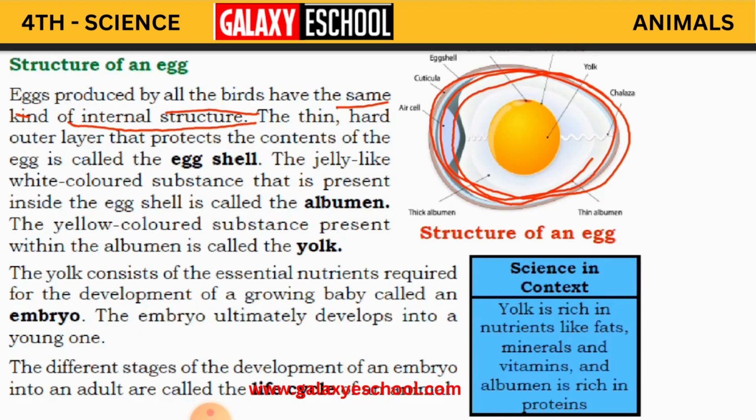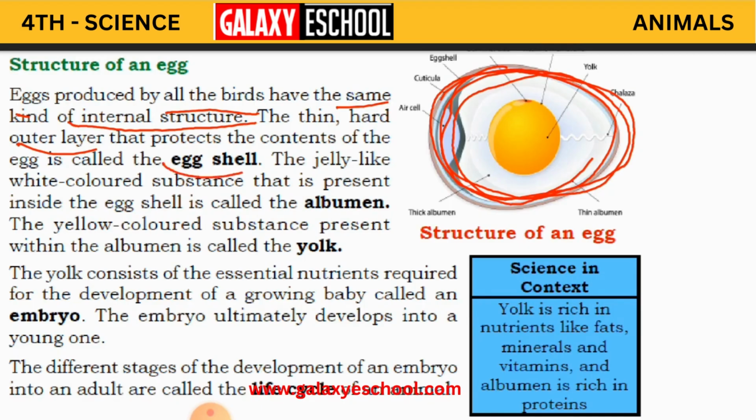Okay, children, the thin hard outer layer that protects the contents of the egg is called the eggshell. The outer layer, thin and hard, is called the eggshell. Okay, what does this outer layer do, children? It is going to protect the contents of the egg. So what is there inside? That is the content, that white, yellow, and all these colored substances. Okay, that is being protected by the eggshell.